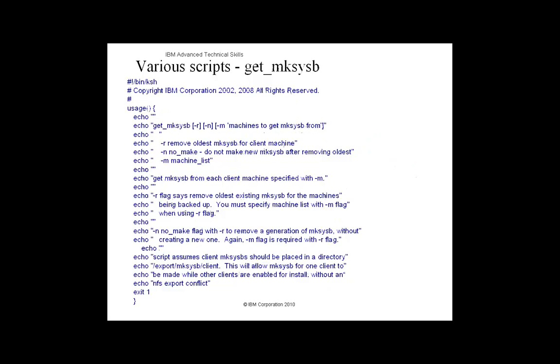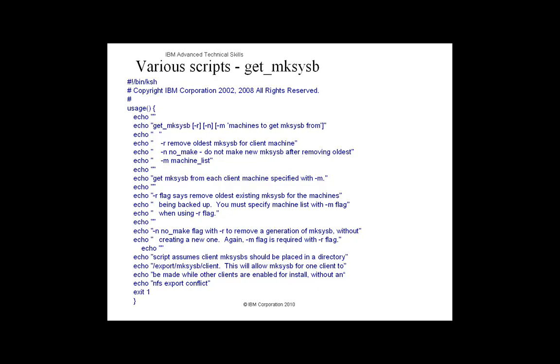This next script goes on for about 3 pages, my get_mksysb script. This thing maintains generations of mksysb images from your clients. So you run get_mksysb with a -m flag and a machine list. Which clients do you want to collect the mksysb from? You can run it with a -r that says I'll remove the oldest mksysb for this client before I create another mksysb. And if I run it with -r and -n, it says remove the oldest mksysb and don't create another one for him.